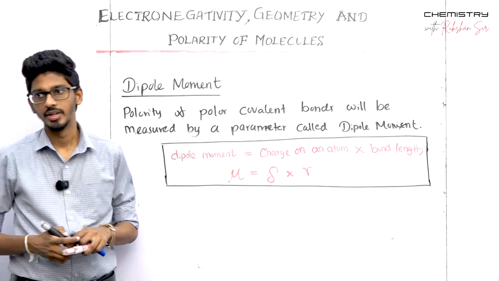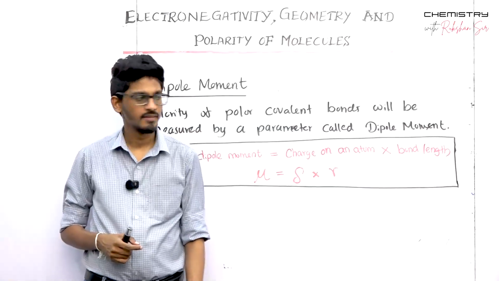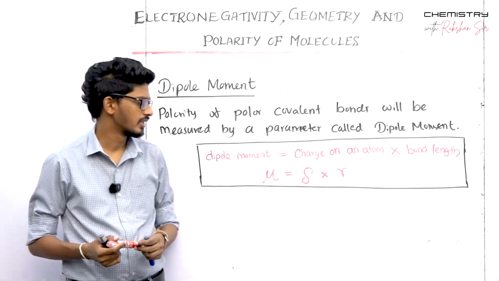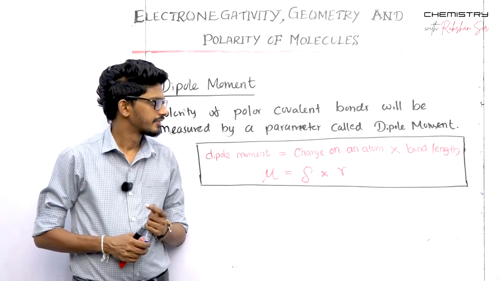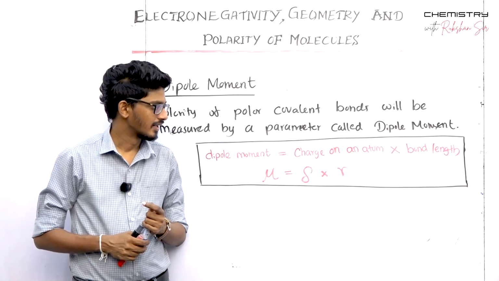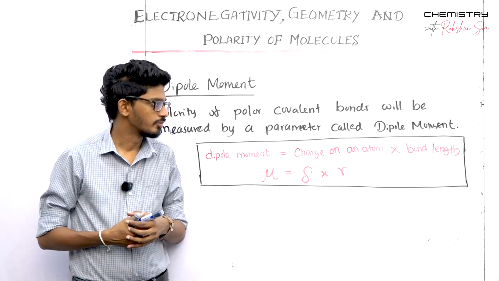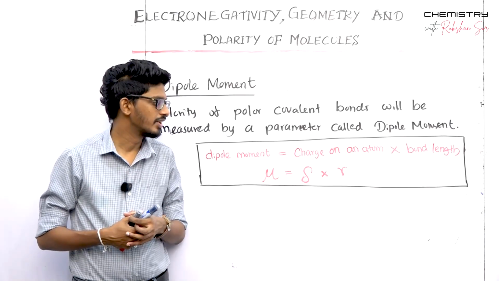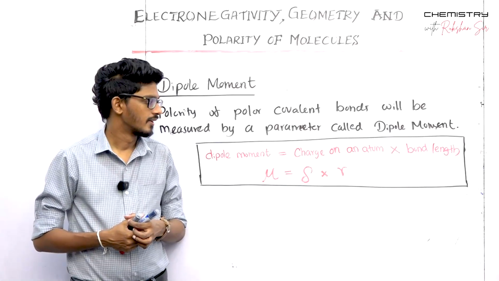Right now, the magnitude of the dipole moment is given by this equation. We'll do a little calculation. First of all, just write the equation now. Charge on an atom, or charge on one pole, into bond length: mu is equal to delta R.